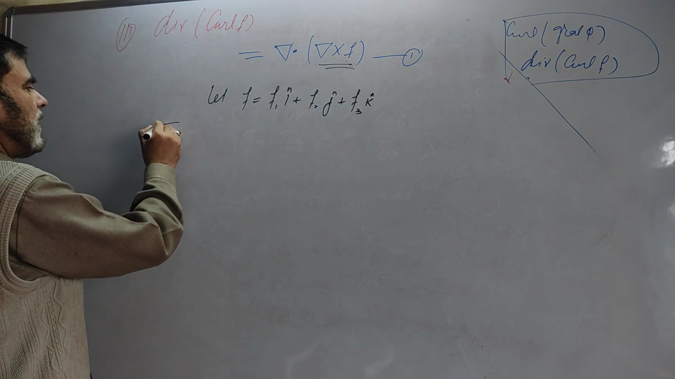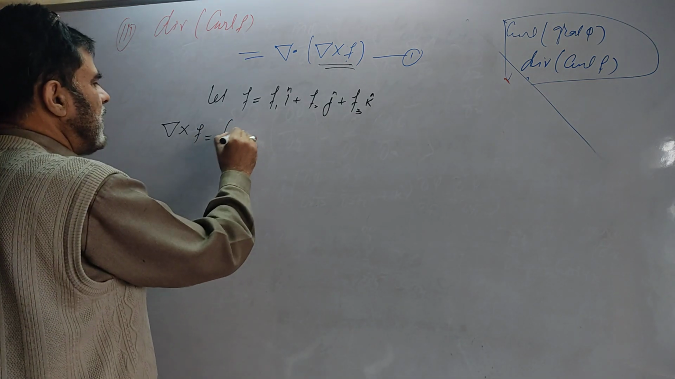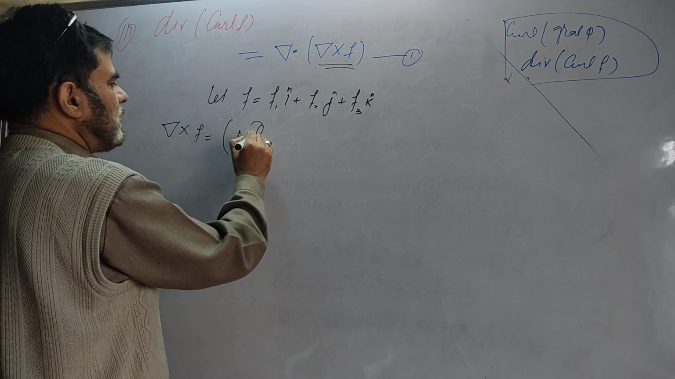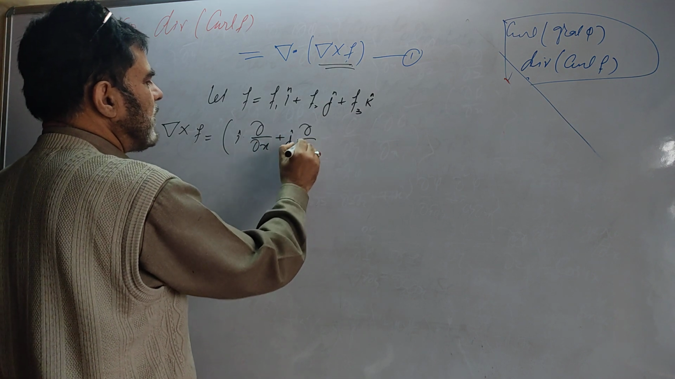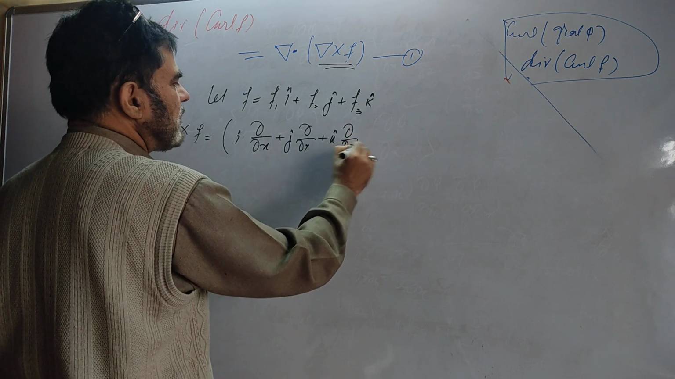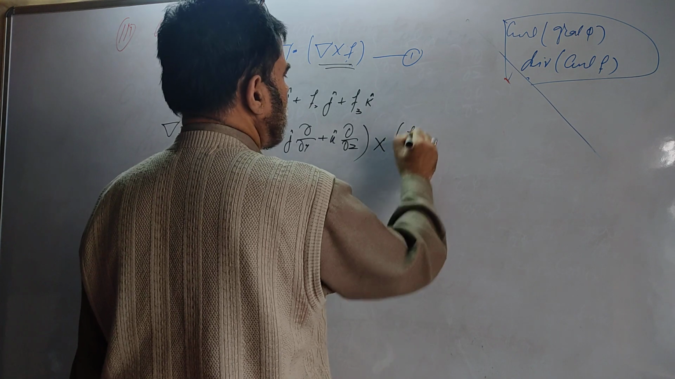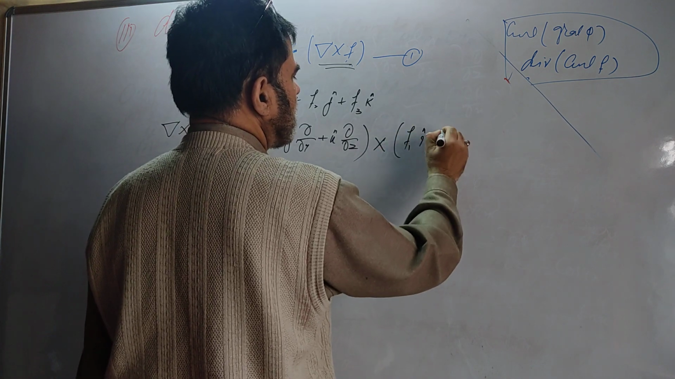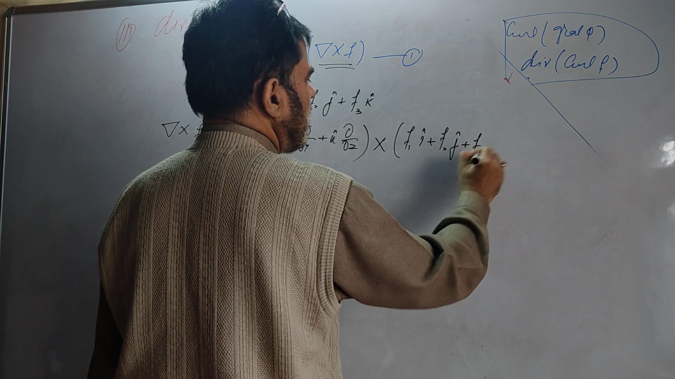What is my del cross f? It is your i dou by dou x plus j dou by dou y plus k dou by dou z, cross f1 i plus f2 j plus f3 k.